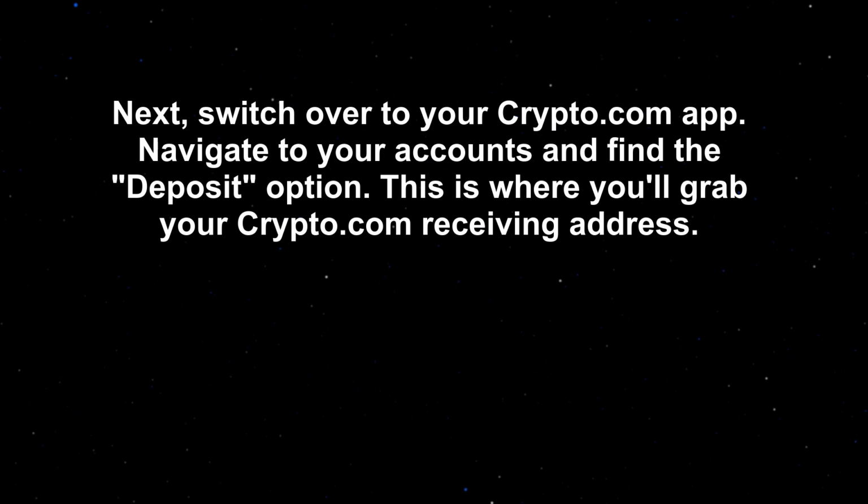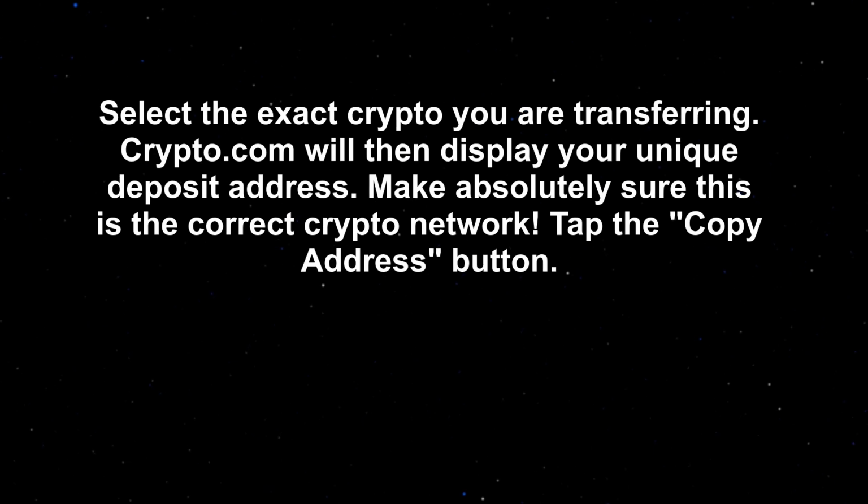Next, switch over to your Crypto.com app, navigate to your accounts and find the Deposit option. This is where you'll grab your Crypto.com receiving address. Select the exact crypto you are transferring. Crypto.com will then display your unique deposit address.